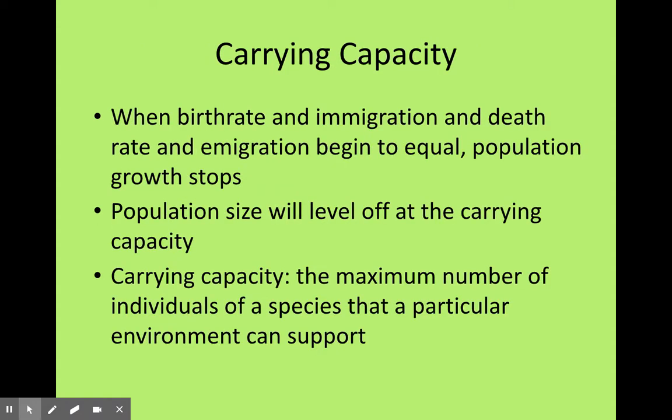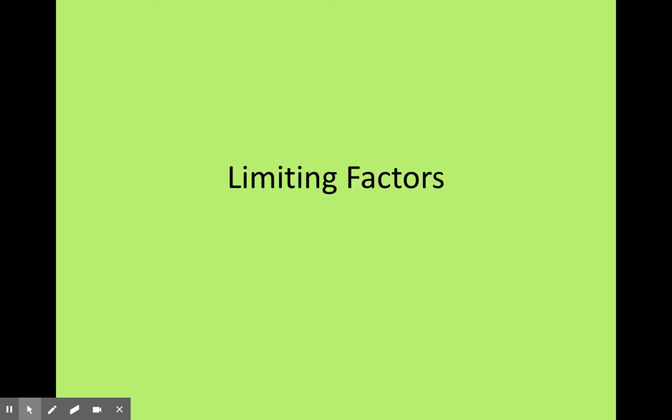So let's talk about that leveling off. When birth rate and immigration and death rate and emigration begin to equal, population growth stops. Population size will level off at the carrying capacity. The carrying capacity is the maximum number of individuals of a species that a particular environment can support.